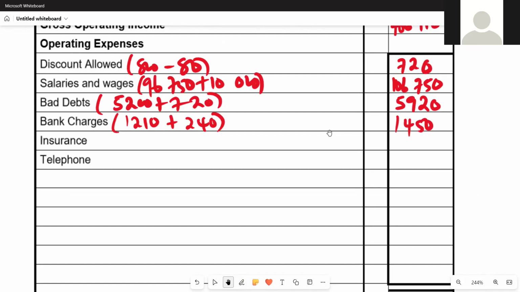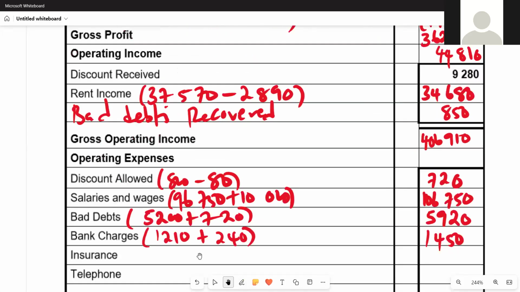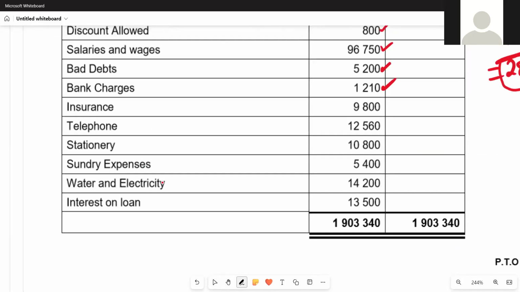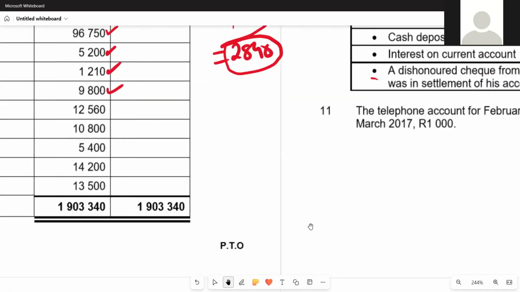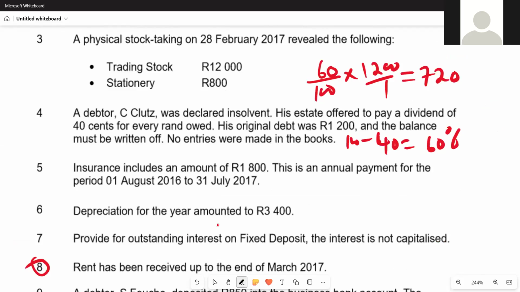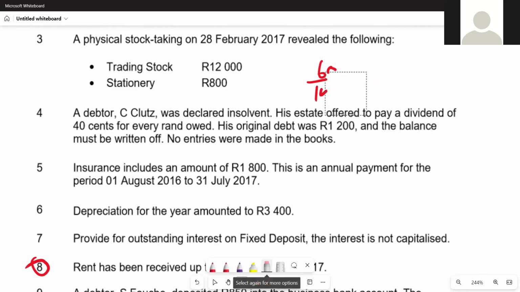Then we go to insurance, you do the same. You go to your trial balance in the question and the figure for insurance is 9,800. And you go to additional information to check anything affecting our insurance. For insurance, if you come to additional information number 5, you will see there's something. It says insurance includes an amount of 1,800. This is an annual payment for the period 1 August 2016 to 31 July 2017.